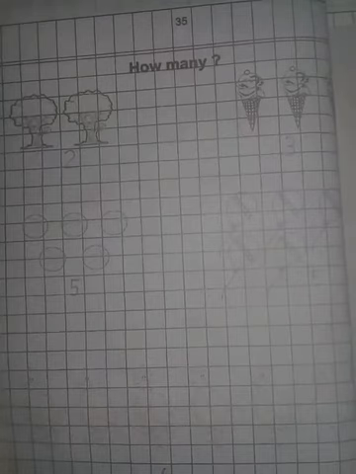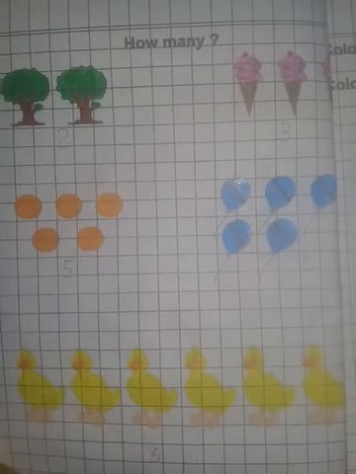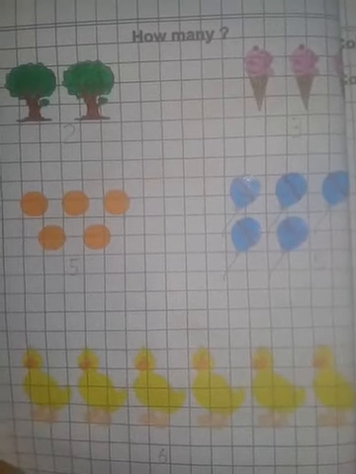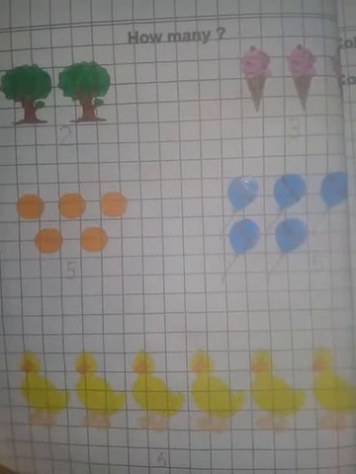So I have counted the things and I have written the number. Now I will color these pictures. So children, I have completed my coloring. Children, you need to count the things very carefully and write the numbers neatly.